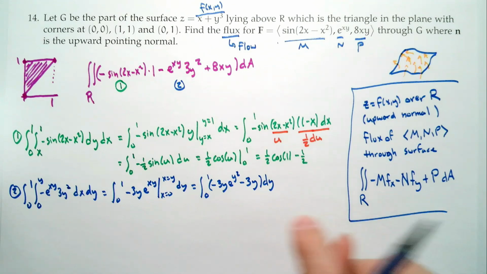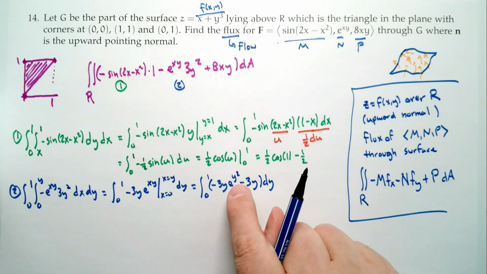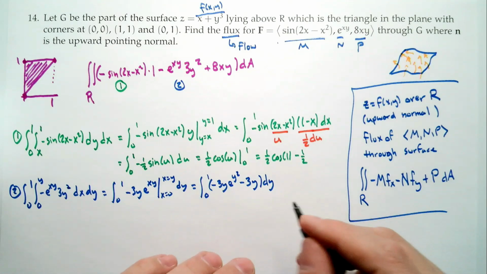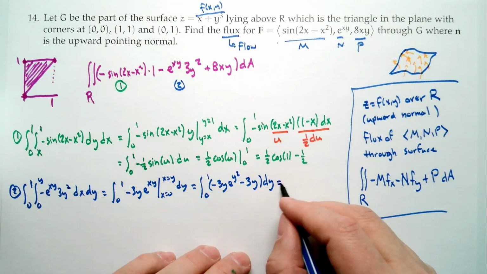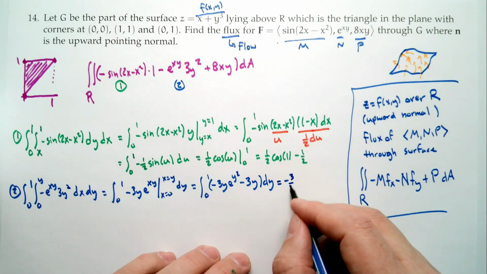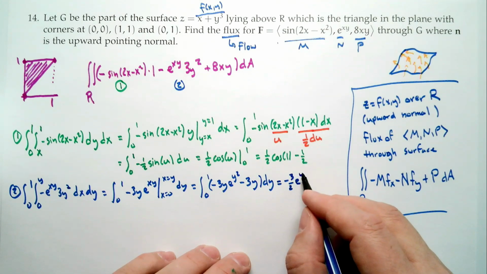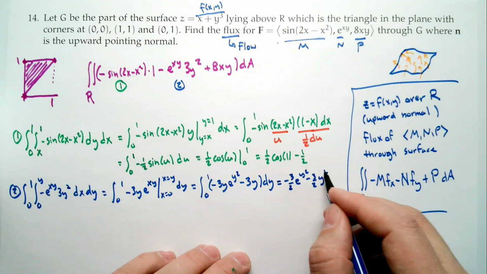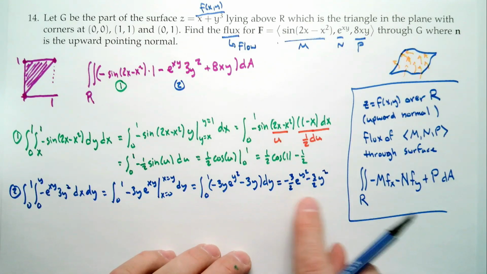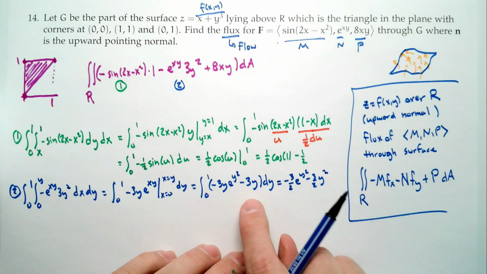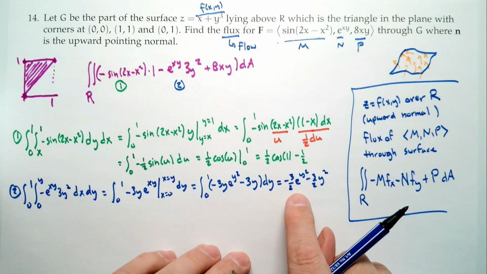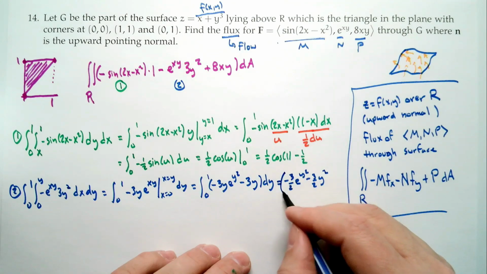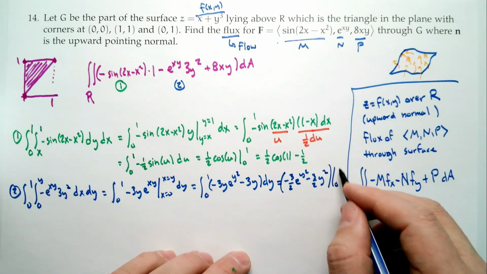Why? Well, because think about the substitution. If u equals y squared, du will have a y in it. In fact, this will turn out to be minus 3/2 e to the y squared minus 3/2 y squared. So if you go ahead, you can double check, take the derivative. You get minus 3y there, and here you get minus 3/2 e to the y squared times 2y, that's minus 3y. And then we're going to evaluate from 0 to 1.